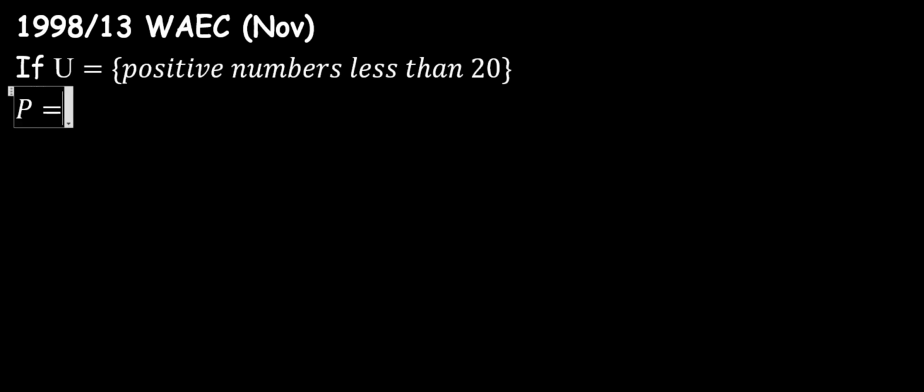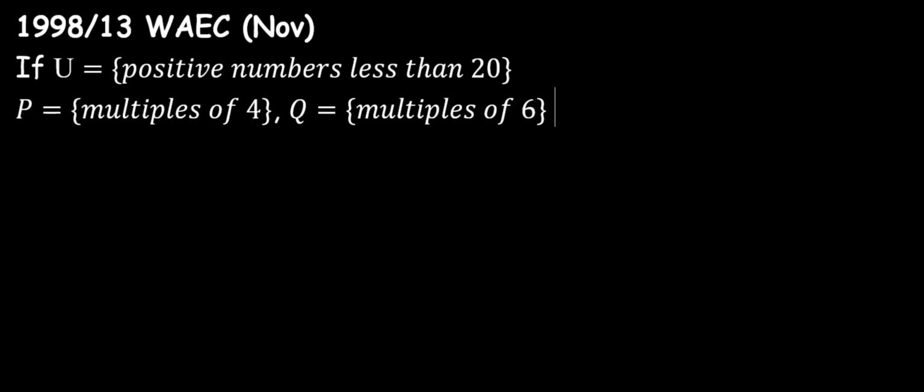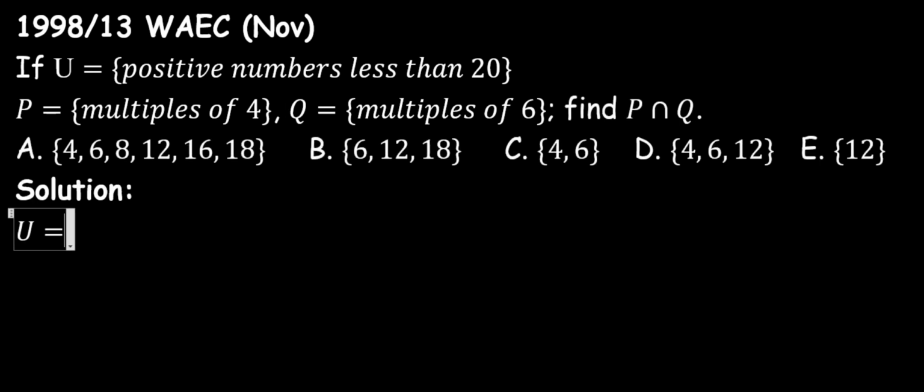Another example. If the universal set is equal to positive numbers less than 20, the subset P is equal to multiples of 4, and the subset Q is equal to multiples of 6, we are asked to find P intersection Q. The options are given. Solution: What the examiner wants to know from us here is whether we can list any given set based on the definition of its terms.